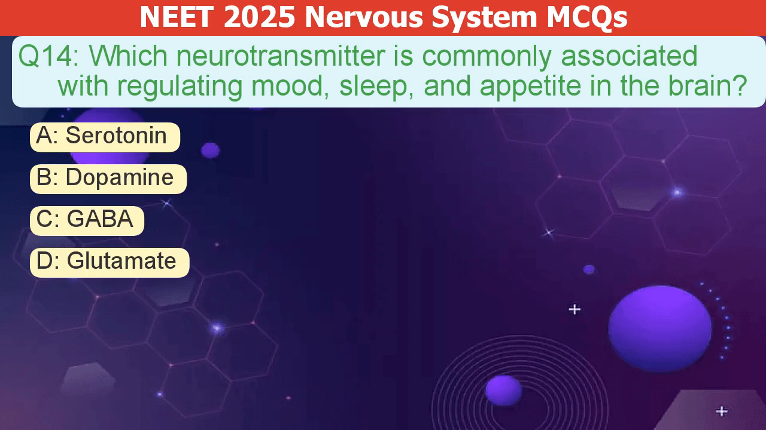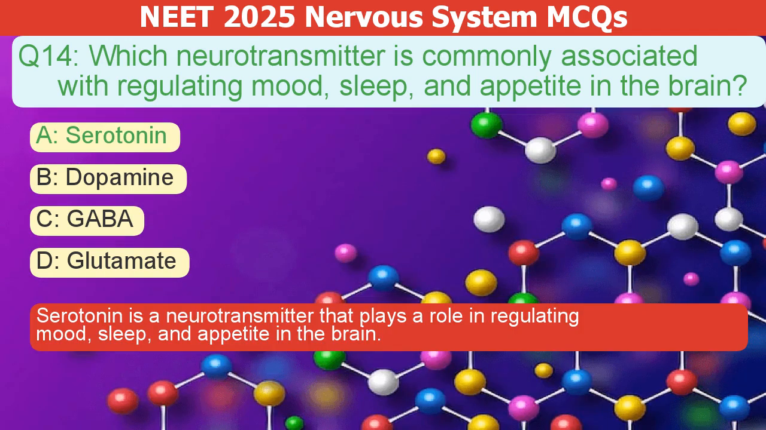Which neurotransmitter is commonly associated with regulating mood, sleep, and appetite in the brain? A. Serotonin. B. Dopamine. C. GABA. D. Glutamate. The correct answer is A. Serotonin is a neurotransmitter that plays a role in regulating mood, sleep, and appetite in the brain.